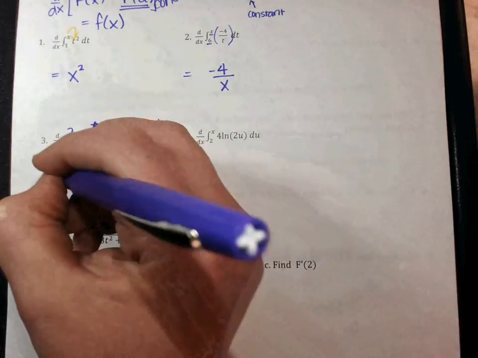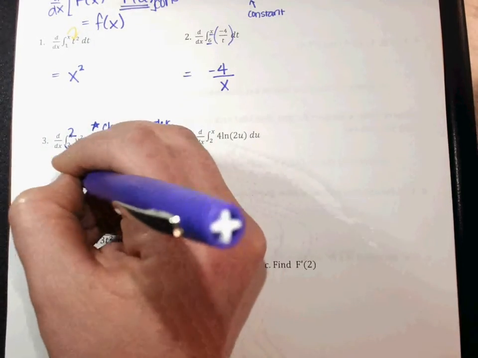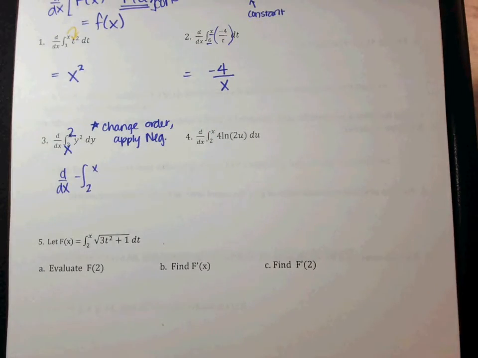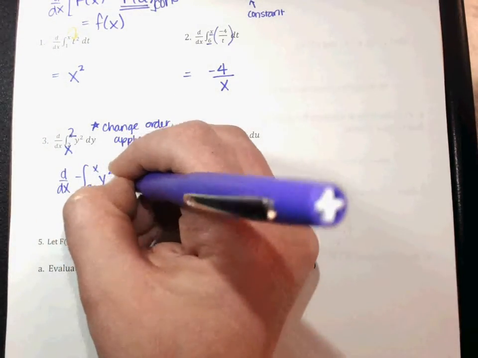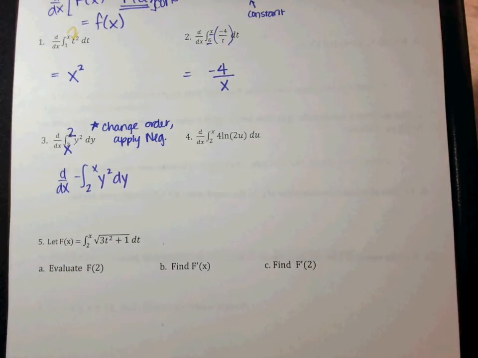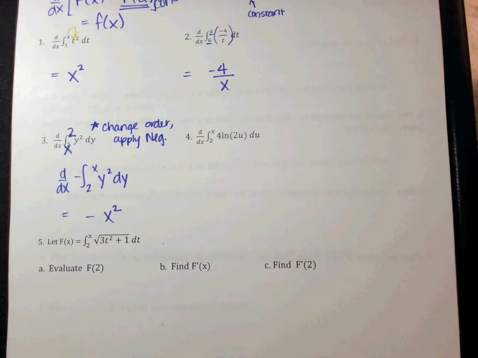So I would rewrite this as the derivative of the integral from 2 to x and put a negative to cancel out the fact that I switched it. And then that would still be a y squared dy. And then once your x is on the top, you just drop it in to where your other letter was. So if this was a y squared, now it's a negative x squared.